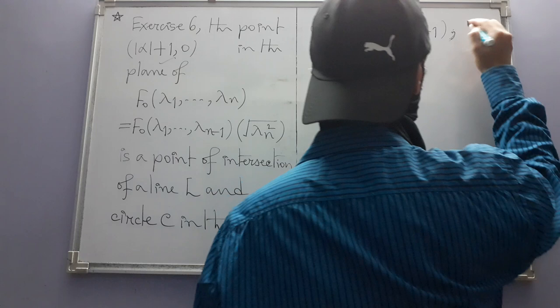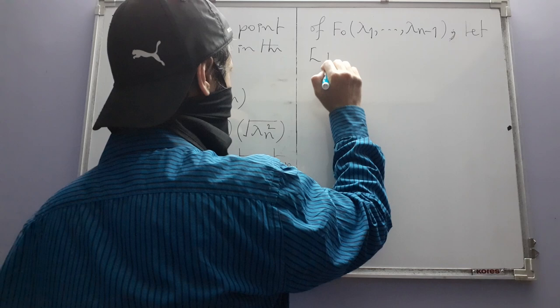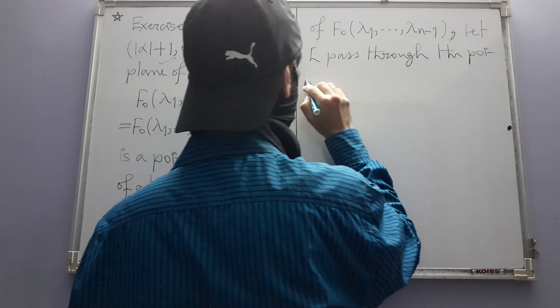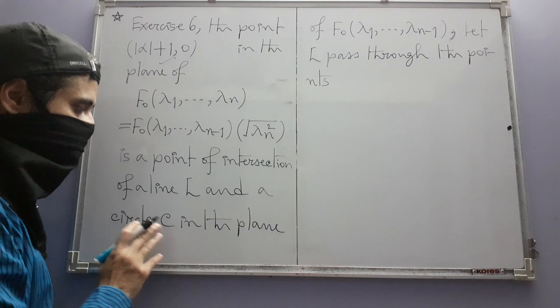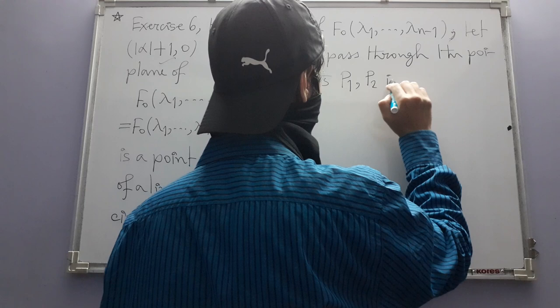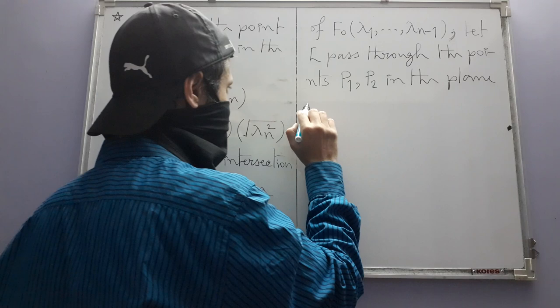Let L pass through the points. So you understand that the existence of these points simply comes from the fact that L lies in the plane of that.